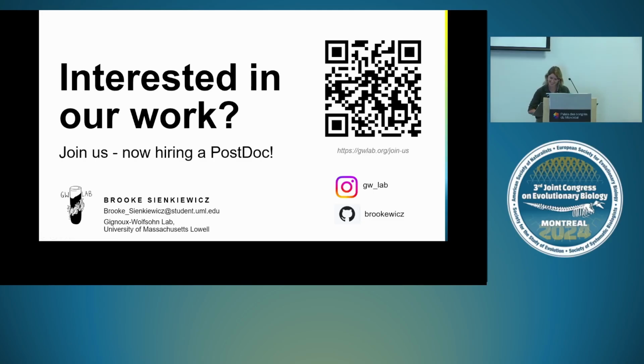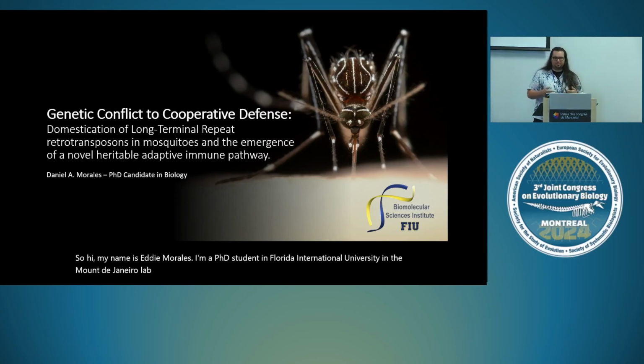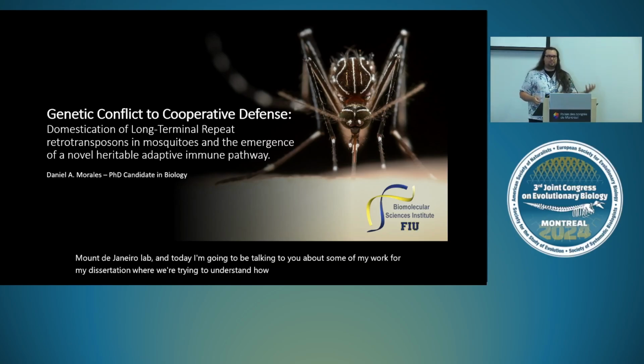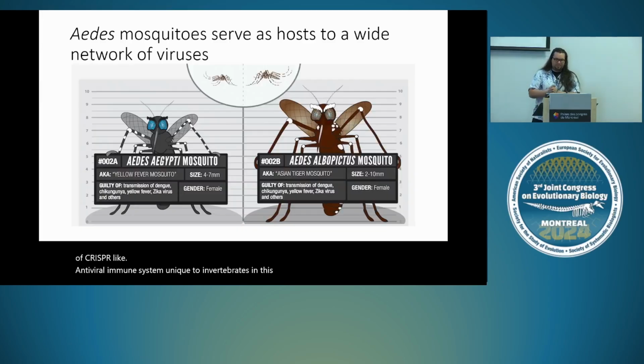Right, thank you guys. Hi, my name is Danny Morales. I'm a PhD student at Florida International University in the Matt DeGennaro Lab. And today I'm going to be talking to you about some of my work for my dissertation, where we're trying to understand how Aedes aegypti, the dengue-carrying mosquito, has actually co-opted a family of long terminal repeat retrotransposons and developed a sort of CRISPR-like antiviral immune system unique to invertebrates in this case.